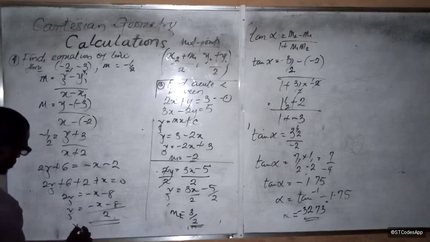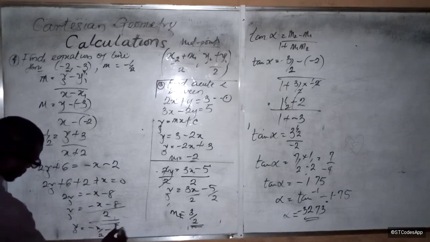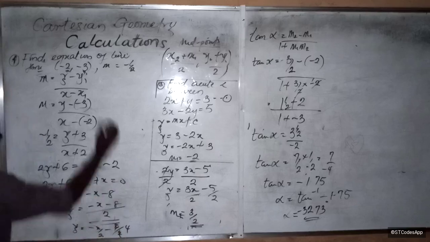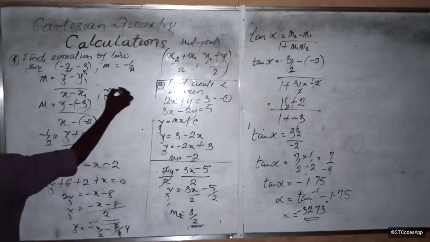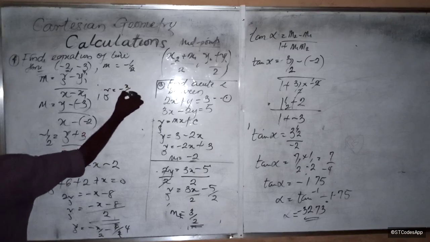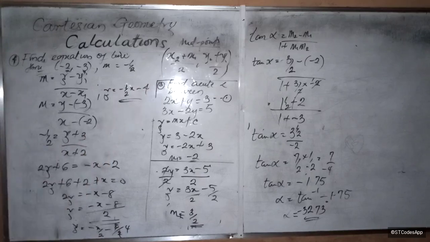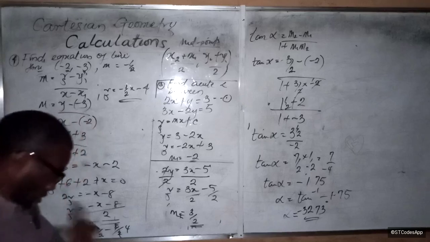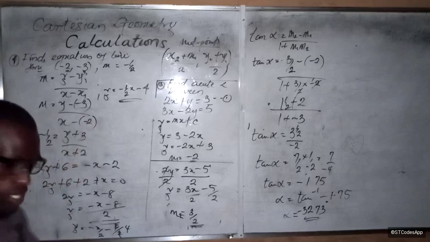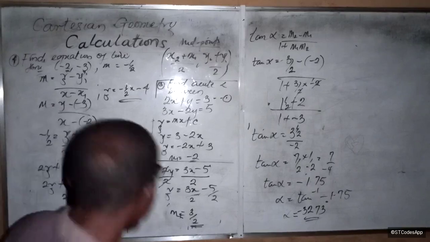So you say y is equal to, just write it this way, minus x over 2 minus 8 over 2. So you can also say that y is equal to minus x over 2, or half x, minus 4. This is another way to put the answer. So that is that.